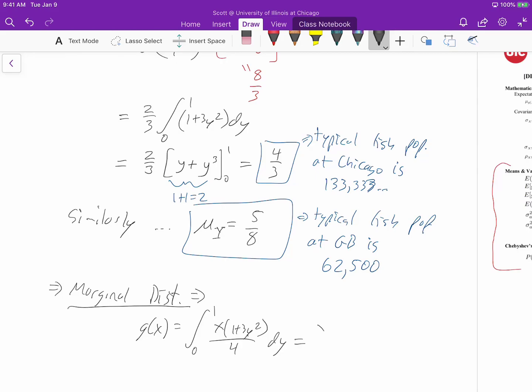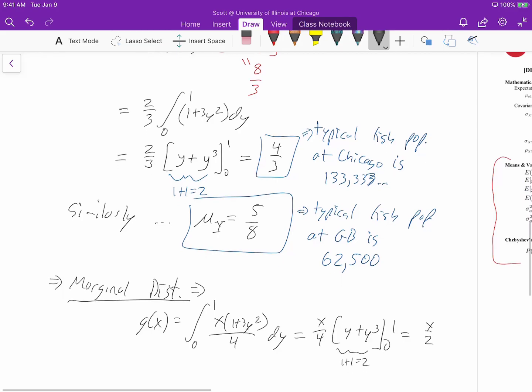That means we can pull out the x over 4, which doesn't depend on y, and we have the integral of the inside, which is just that y plus y cubed that we've already done. Now this is starting to look really familiar. It's like this outer integral that we did before. Again, this is just 1 plus 1 equals 2 on the inside here, and we just get x over 2. Now that's helpful. It's a good thing to know.